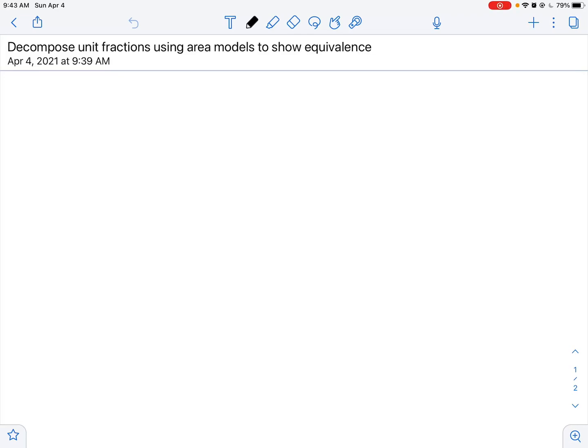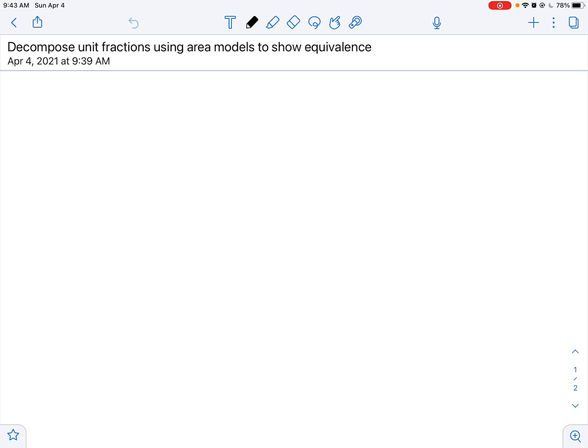Everybody. Today we're going to continue our work with fractions, and today we're going to be taking a look at how we can decompose unit fractions, so break apart unit fractions like 1/4, 1/8, 1/6, using an area model to start and look at equivalent fractions.